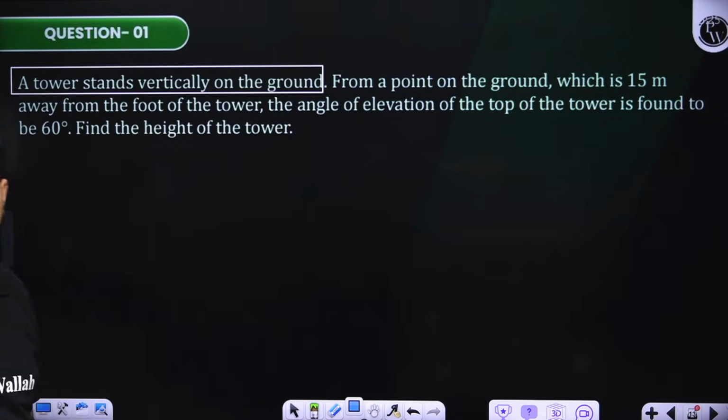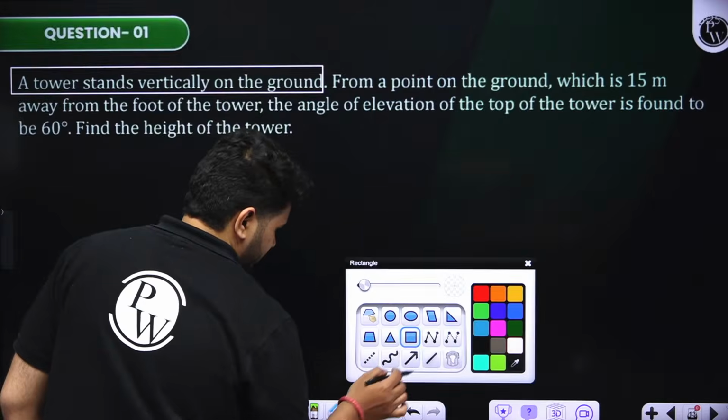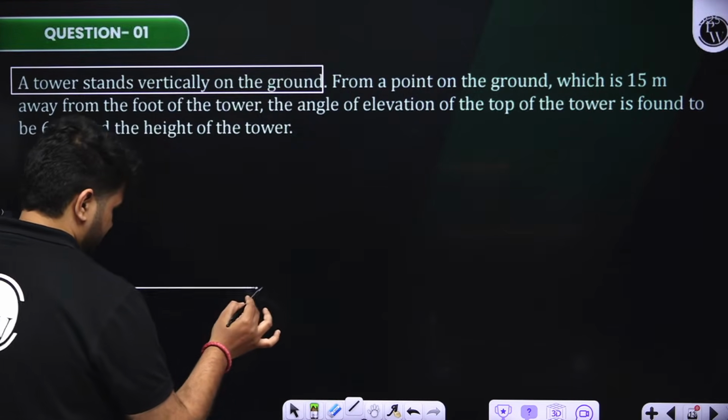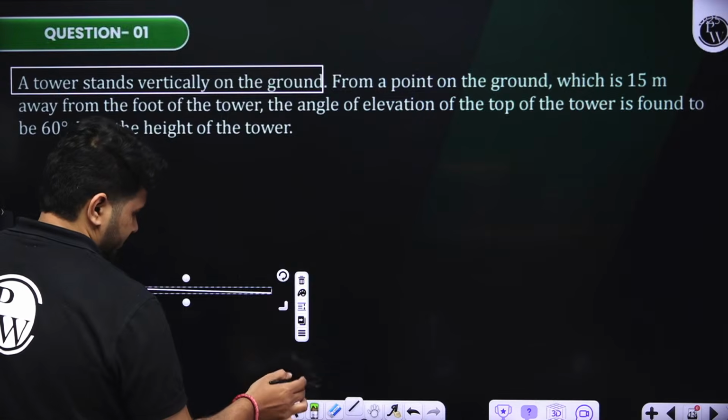Find the height of the tower. Okay, fine. Understand the scenario here. First problem, so I'll explain. This is the ground we have.